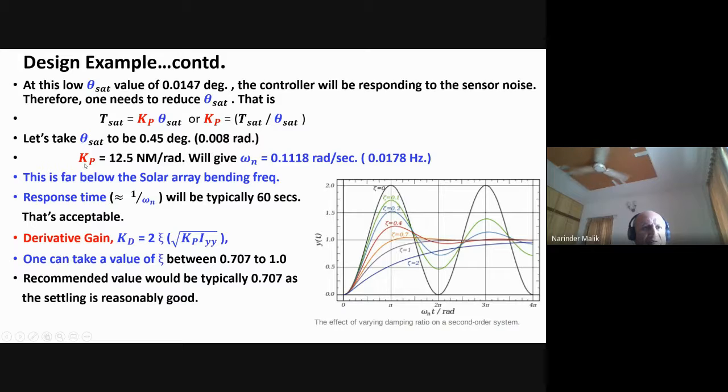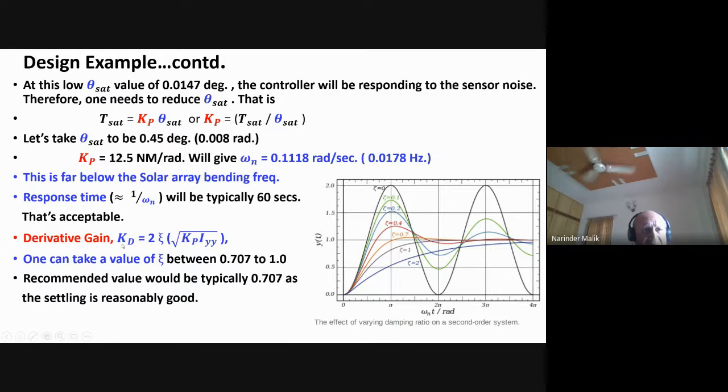Now this will give you Kp of 12.5 Newton meter per radian. That means at 0.45 degree, what value of Kp will require torque of 0.1? So 0.1 divided by 0.008 radian will be equal to Kp equal to 12.5 Newton meter per radian. So this will give an omega n of 0.118 radian per second or 0.0178 hertz, which is far, far less than the solar array bending frequency. So that is acceptable.